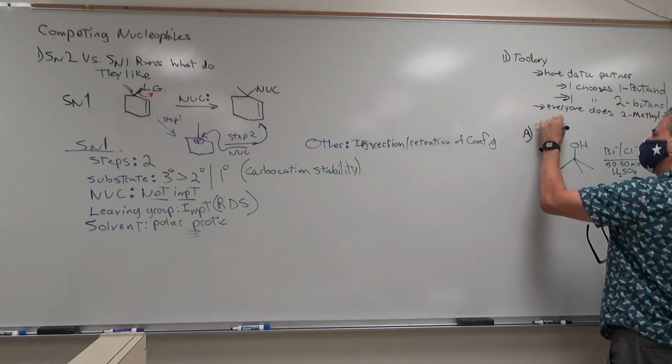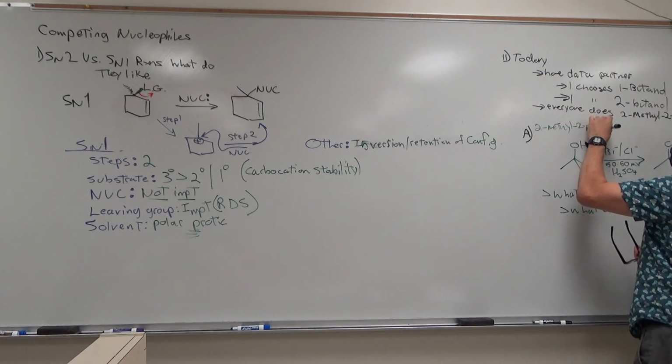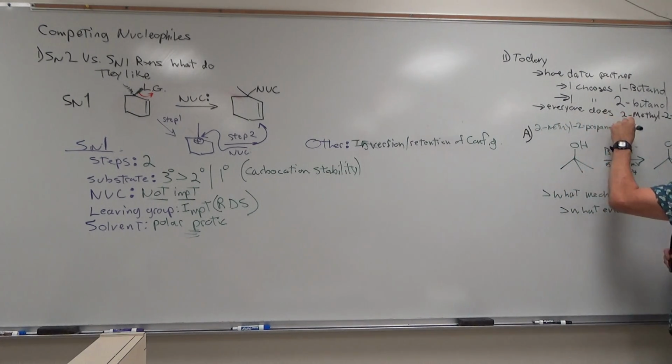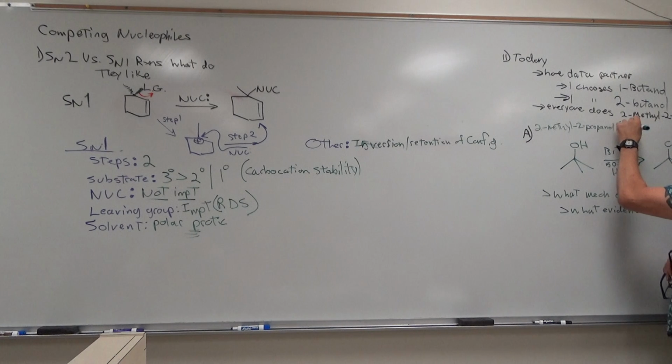2-methyl-2-propanol. Okay. I think maybe in the worksheet, I don't even use this name. I can't remember. I think I may just call it, it's a totally perfectly good name, t-butanol.